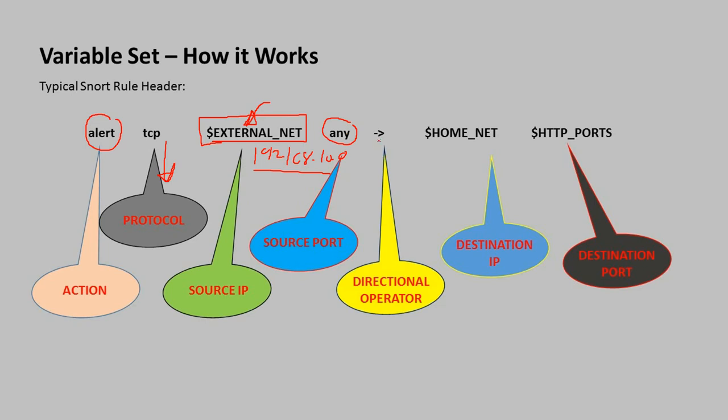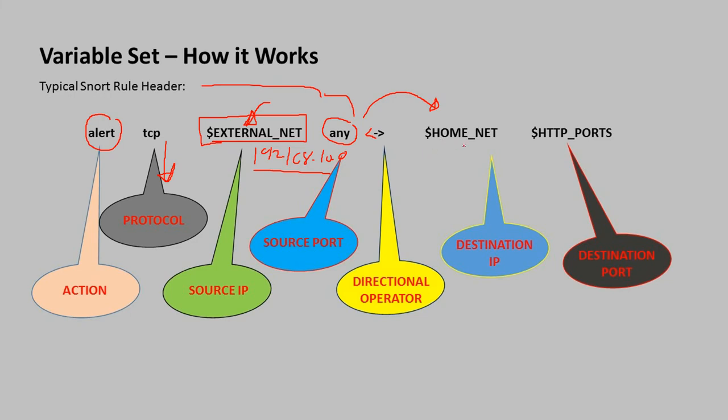Source port. This is a single direction. It could be any direction, but this is a single direction. It means the traffic is going from this source, coming to the destination.